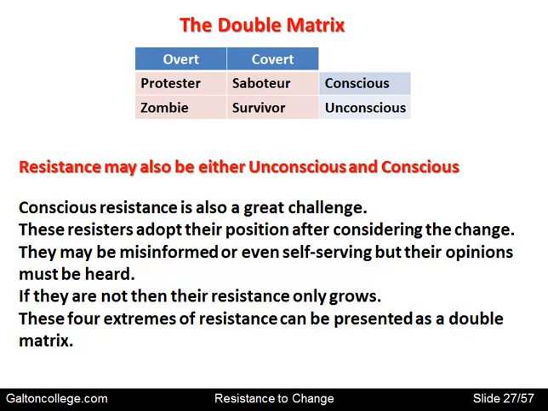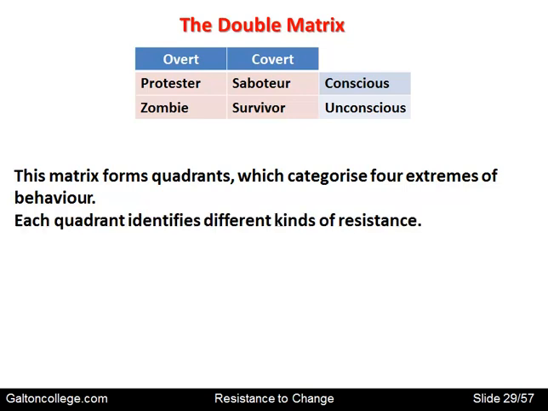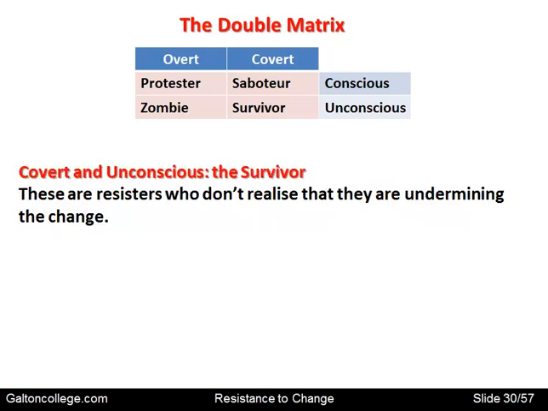So the four extremes of resistance can be expressed as a double matrix, as I said. This matrix has four quadrants, which categorizes the four elements of behavior, and it's the one we looked at right at the start of this session. Each quadrant identifies different kinds of resistance: protester, saboteur, zombie, and survivor. Now, with the first one, let's just look at that, the covert unconscious. The covert unconscious is the survivor.